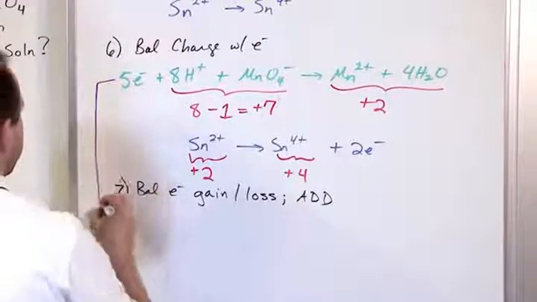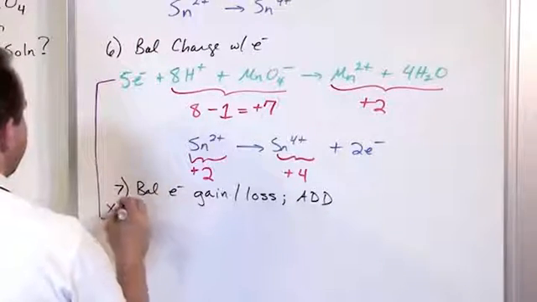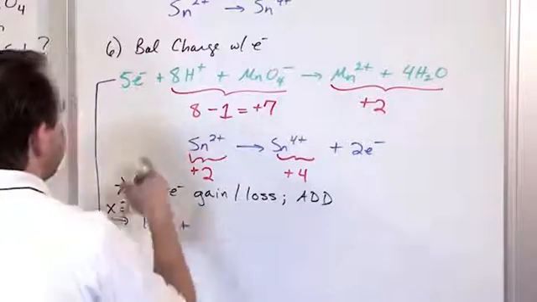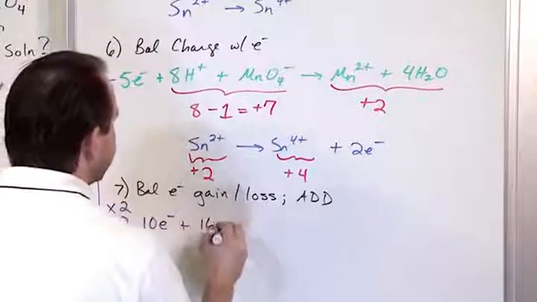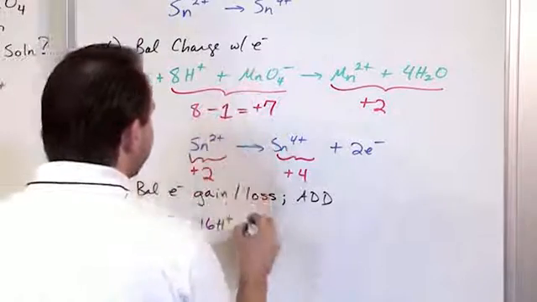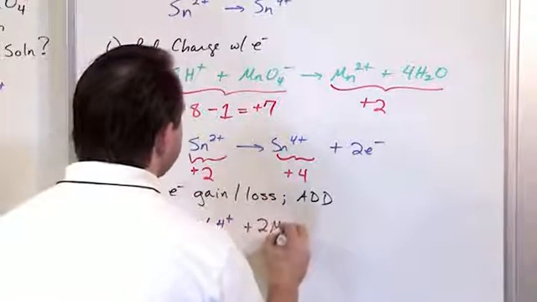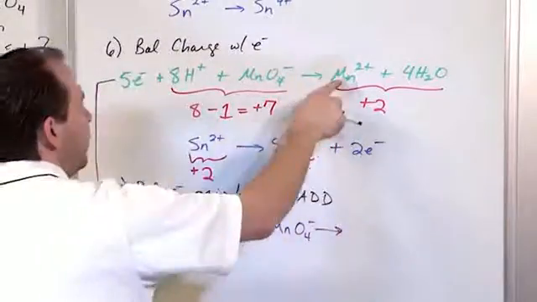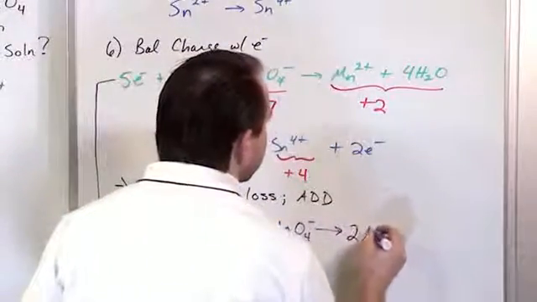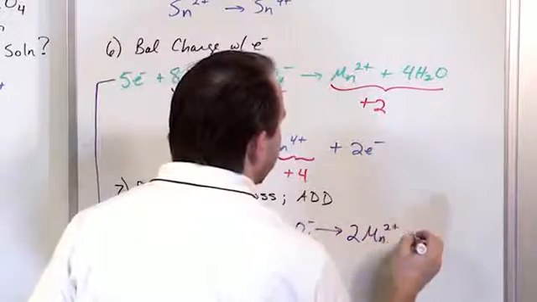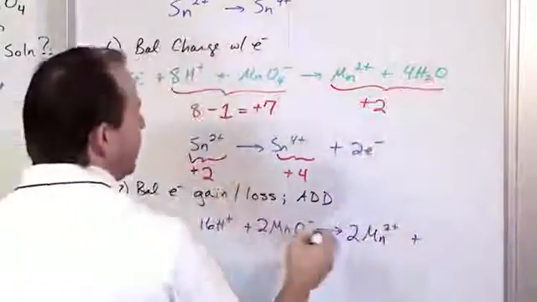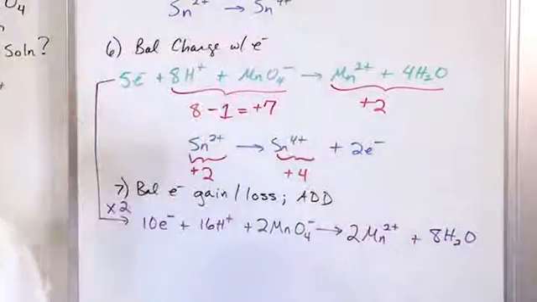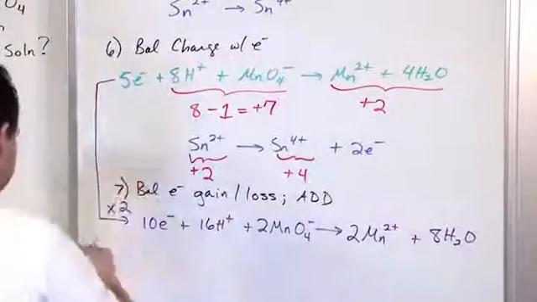We're going to start here, and we're going to multiply by 2. So 5 times 2 is 10 electrons. 2 times 8 is 16 hydrogen ions. 2 times this is 2 permanganate ions. On the right-hand side of the arrow, 2 of these manganese ions. And then I have 4 waters, so times 2 is going to give me 8 waters. Okay, so the top reaction is complete. I've just multiplied everything by 2.